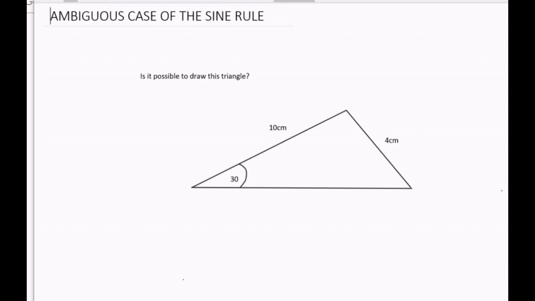So we have 30 degrees in the corner. We're going to label this A in the normal way, and we're going to label this B, and we're going to label this angle C. So we've got a situation where obviously A is 30. The opposite length to A we need to be 4, so we're going to call that a. And the opposite length to B, small b, has to be 10. So the question is, can we draw a triangle with these dimensions?